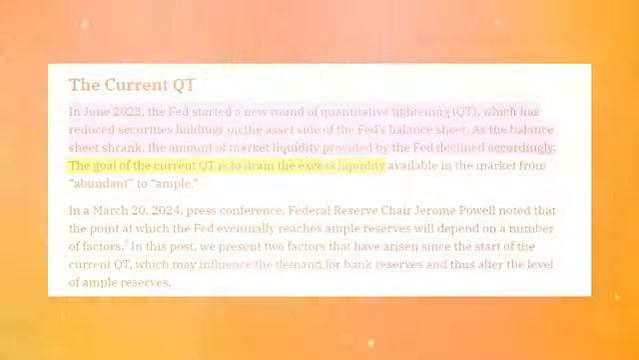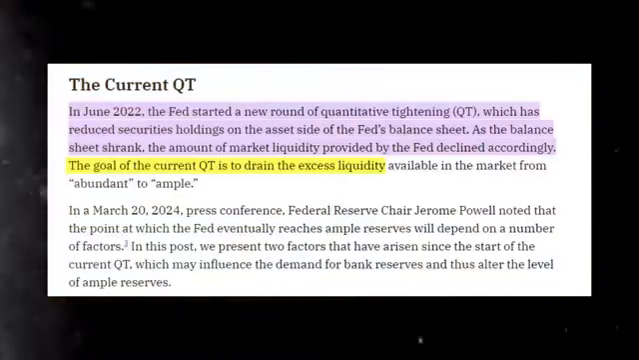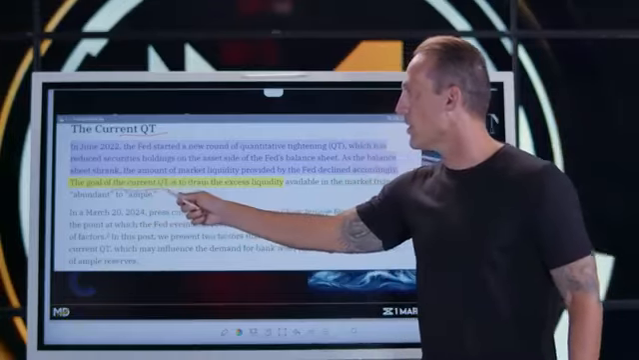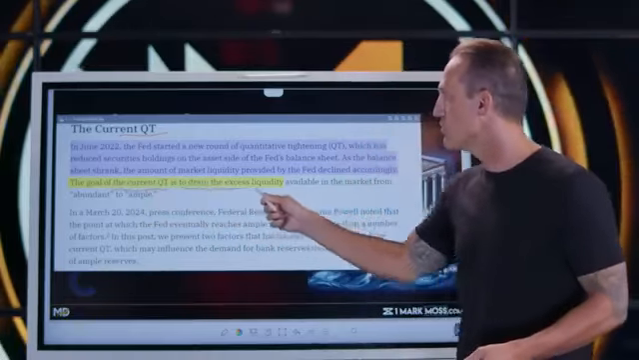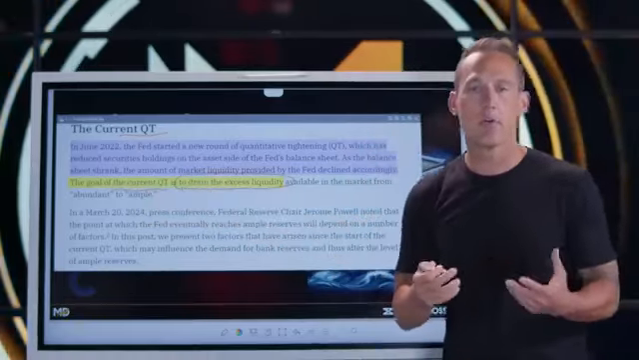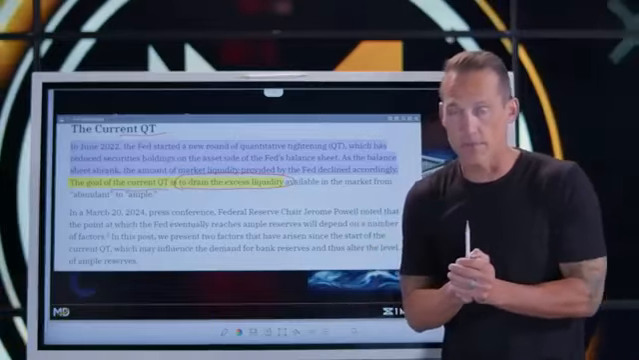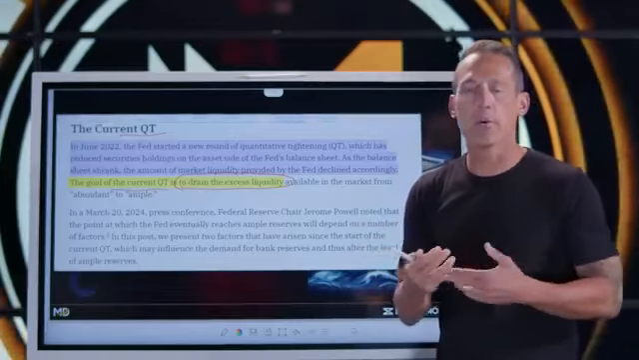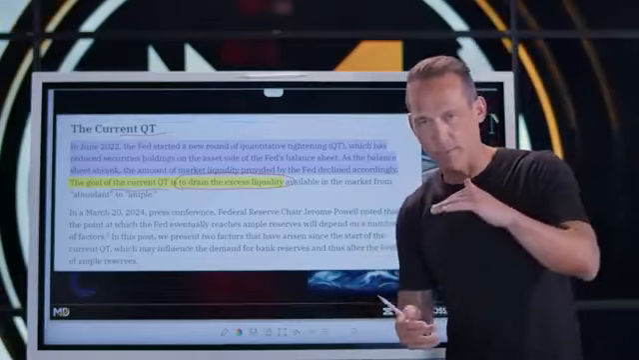Now we can see in this current form of quantitative tightening that we have right now, the goal of the current QT is to drain the excess liquidity. They want to get the liquidity out of the system, so you and I have the opposite. You and I feel broke. We see our asset prices going down, our home values going down, we don't have as much money, so we don't spend as much. The reason why they want to do that is if we don't spend as much, then hopefully inflation comes down.